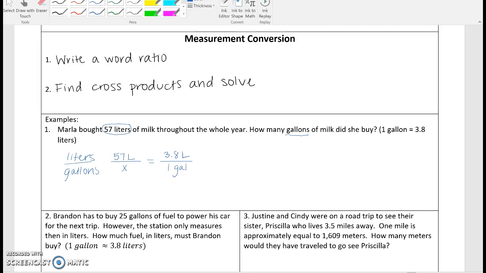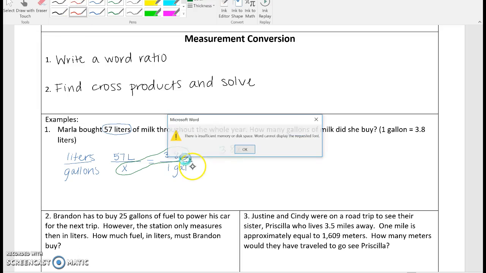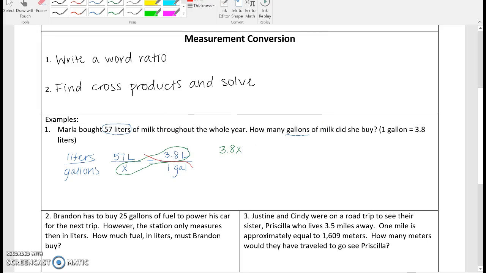Then when we talk about cross product, maybe in 6th grade you called it butterfly, but it's cross product. We're big boys and girls now. Cross product is where you multiply diagonally. This first diagonal, I always like to multiply with my variable in it, and you can use any variable you'd like, but I always like to use x. So I'm going to do 3.8 times x. My other diagonal says 1 times 57, which is just going to be 57.